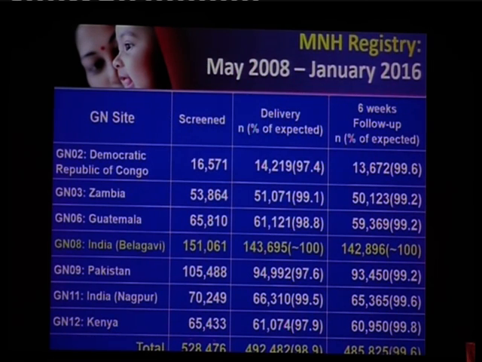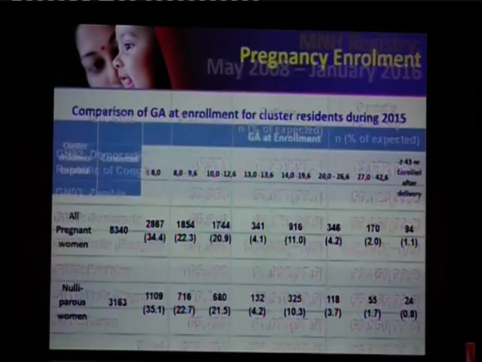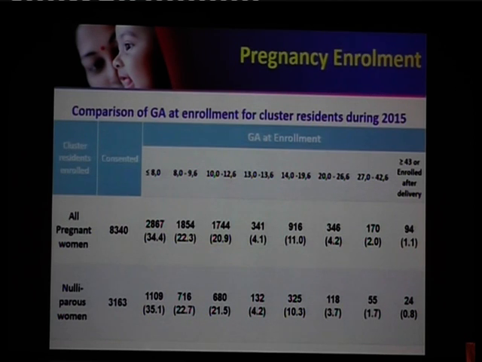We have enrolled 528,000. We have captured almost 99% of the follow-ups. In our site, almost 100% follow-up is there. This is unique to this registry. Every pregnant woman enrolled is followed till delivery and 42 days after delivery. And this is very interesting.